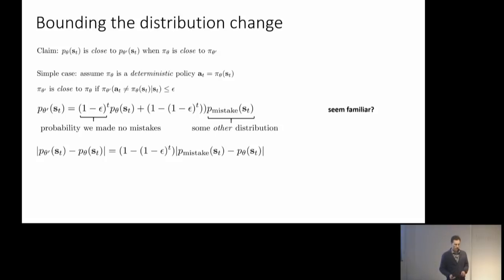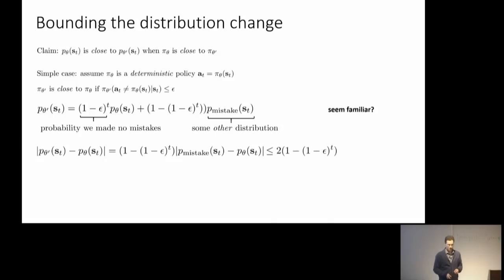We don't really want to assume anything about p mistake. So we'll just say that this part can be as big as any total variation divergence can possibly be. And the largest possible total variation divergence is 2, because if one of the distributions is 1.0 in one state and the other is 1.0 in another state, you get 1 plus 1, which is 2.